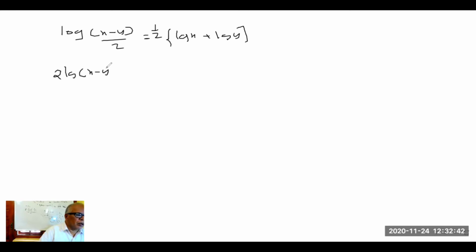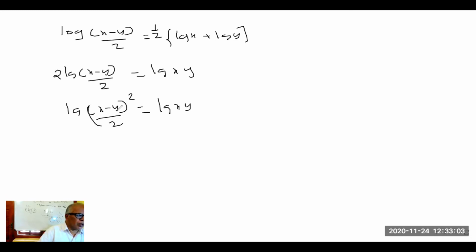Now what is given? Given log of x minus y by 2 is equal to 1 by 2 of log x plus log y. This I can write as twice of log of x minus y by 2 is equal to log of xy, since sum becomes product. That is log of x minus y by 2 the whole square is equal to log xy.